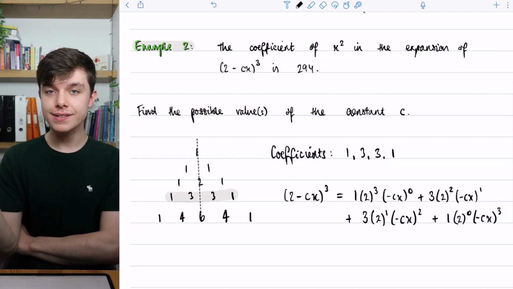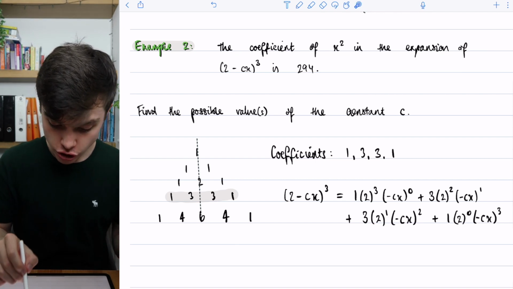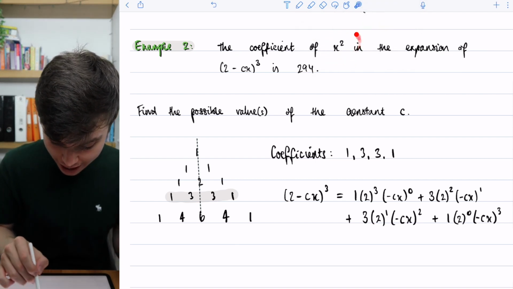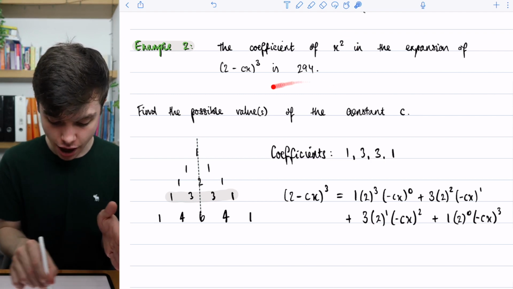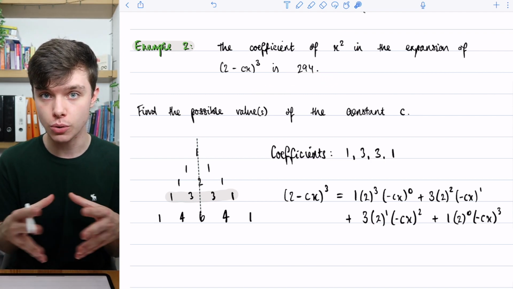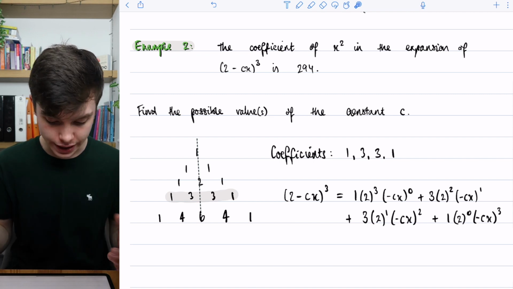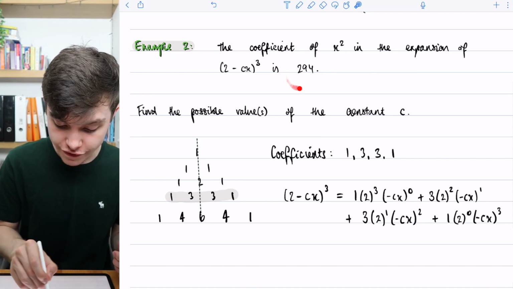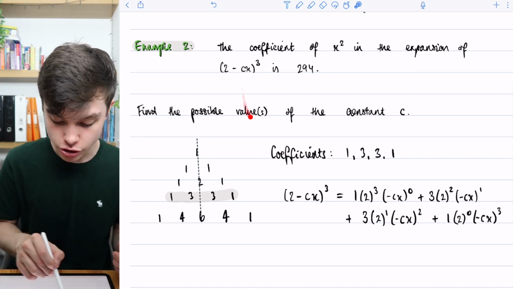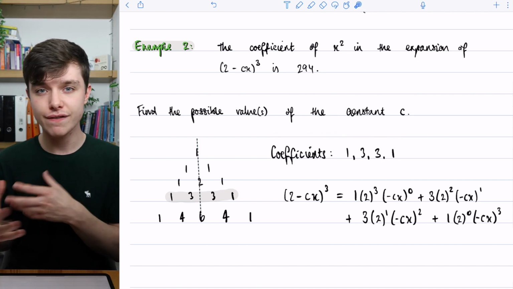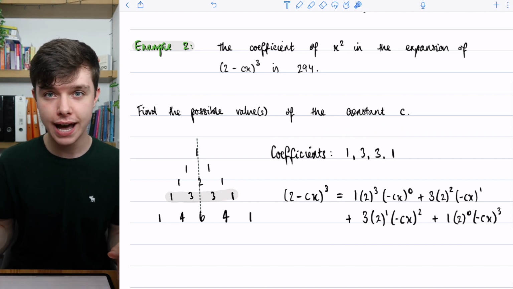But now what I want is the expansion just of x squared. Why do I want that? Because that's the only thing we're being asked to do. That's all we're being asked to consider, really. Okay, we know what the coefficient is in this expansion. So what are my values of c? If I set that equal, I should be able to work out c.